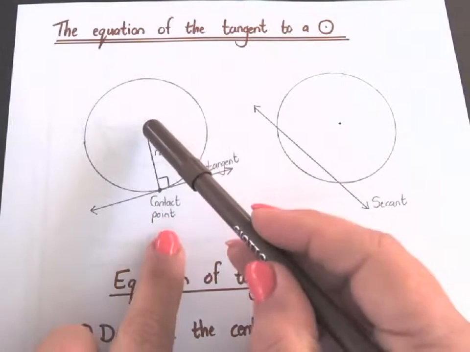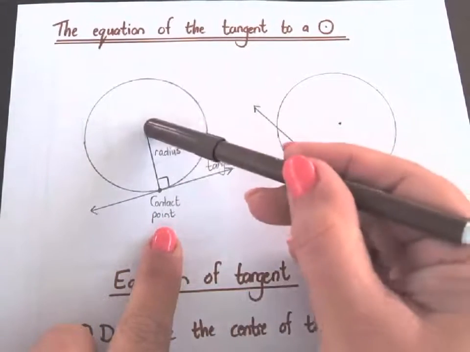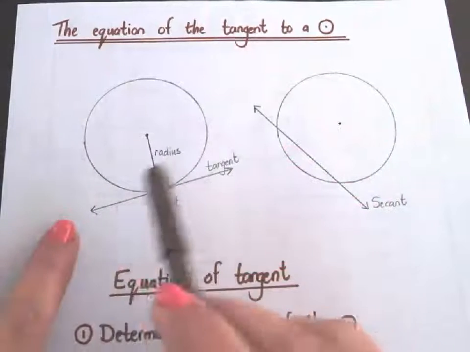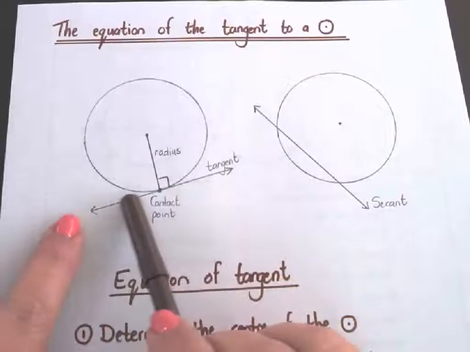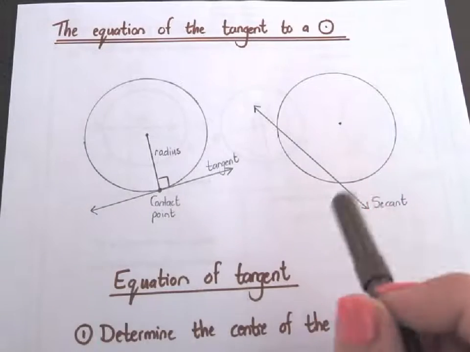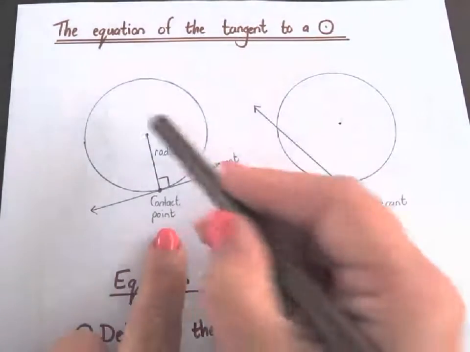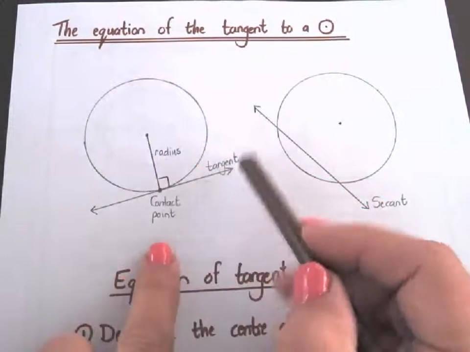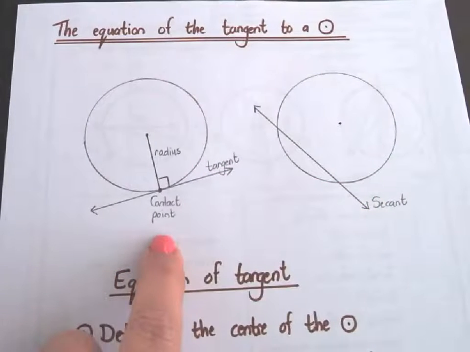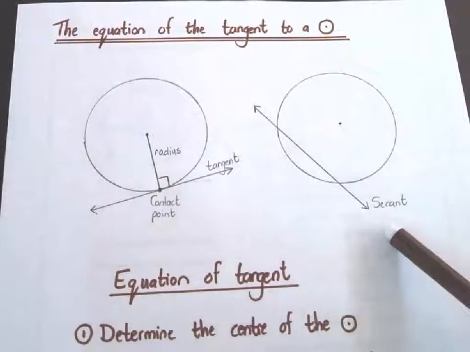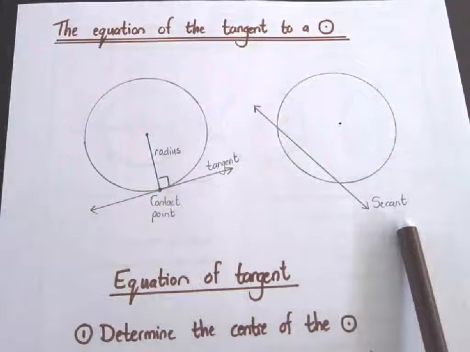We already know that the radius is from the center to the circumference, and the tangent is a line that touches the circle, and we know in a theorem that the radius is perpendicular to a tangent at the contact point. Furthermore, if a line cuts through a circle, it's called a secant.